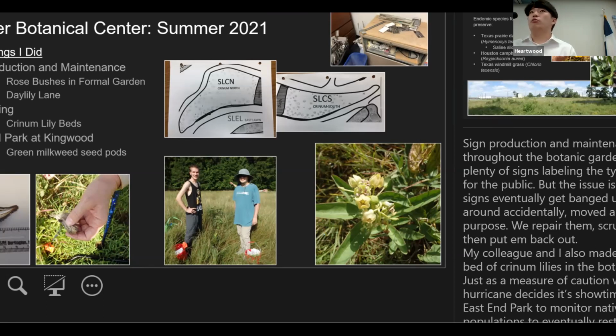And my colleague and I also created a map that located and identified every single flat crinum lily in the crinum lily bed, if and when a hurricane decides to blow and destroy a few things. However, we weren't only working at Mercer Botanic Gardens. We also frequently worked offsite, for example, the East End Park at Kingwood. There we were able to monitor and collect seed pods of green milkweed with the hopes of eventually restoring native populations in places like the Prairie Dawn Preserve.